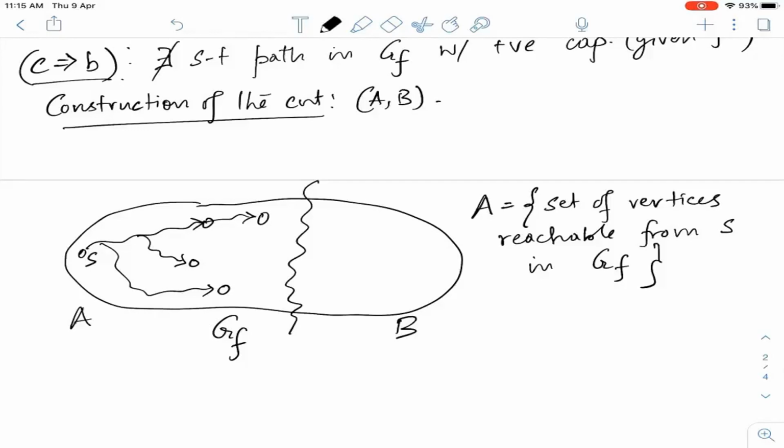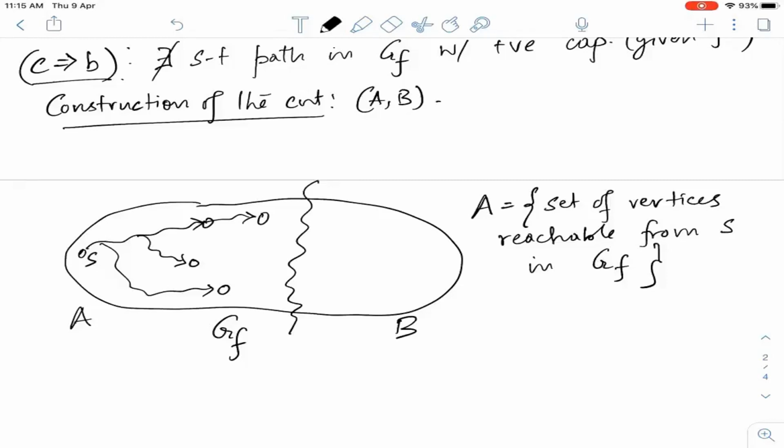So if condition C has to be true, then what cannot happen in this picture? Okay, more specifically, which vertex should not appear in A? Excellent. So T cannot be part of A, clearly, right? Because that's the condition that we started with. So T has to be on the other side.